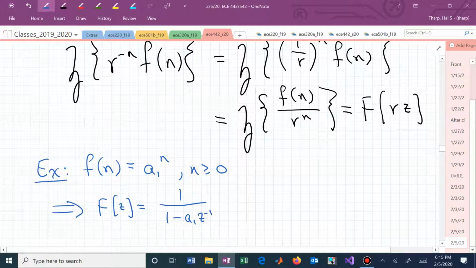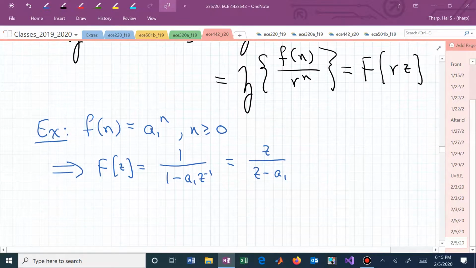Because you can find the common ratio, and now you can write that down. We could write that in terms of powers of Z by multiplying top and bottom by Z, or we could write this as Z over Z minus A sub 1. That's the Z transform of little f of n.